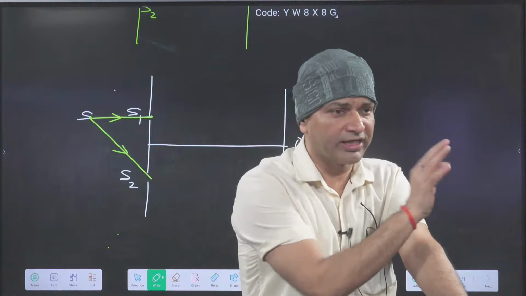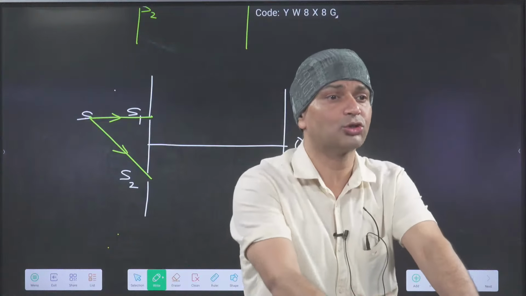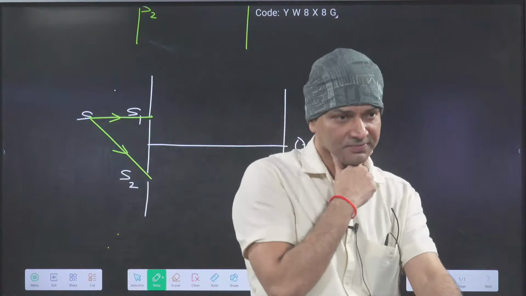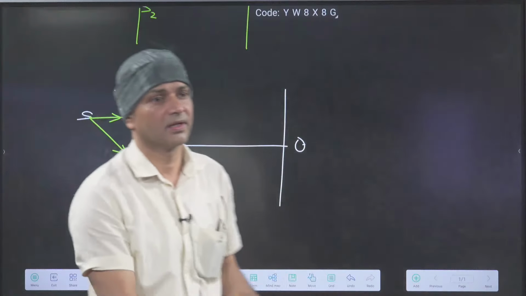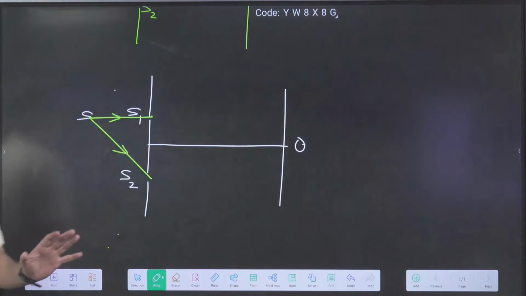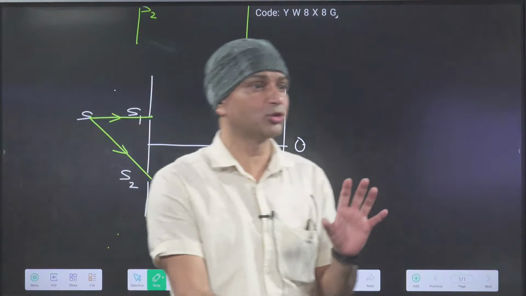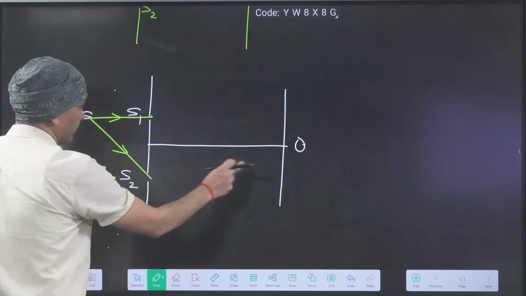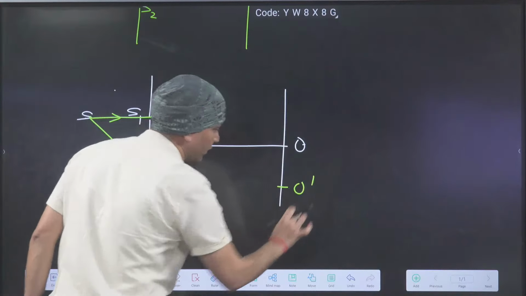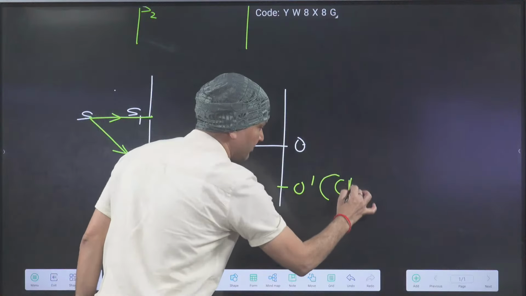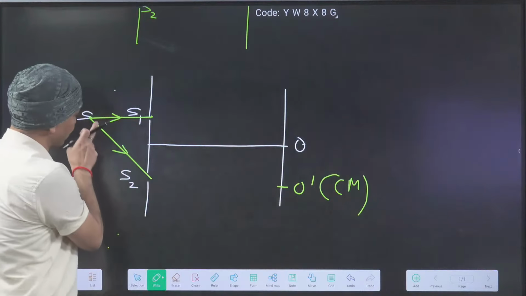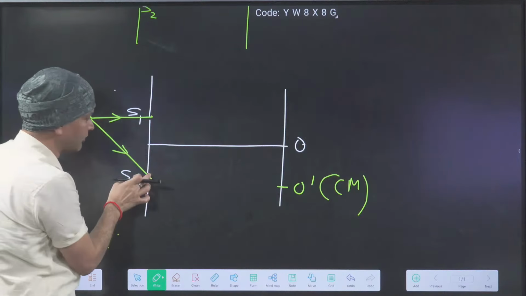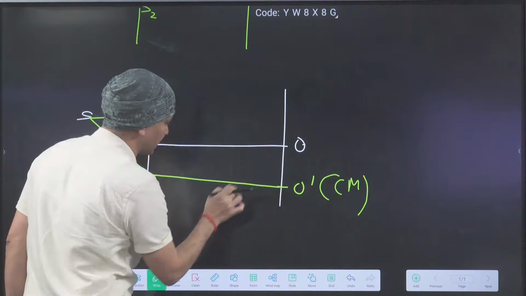Because path difference 0 means the paths have to be equal. Before the slit, S1 is less. So after the slit, who has to be less? Because overall path difference we got 0, the overall path length has to be equal. Now we will get the central maxima below O. Why? Because before the slit, S2 path is more. So after the slit, S2 path has to be less.